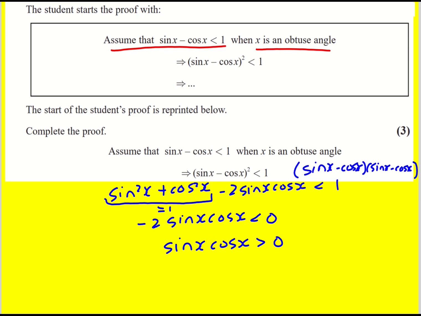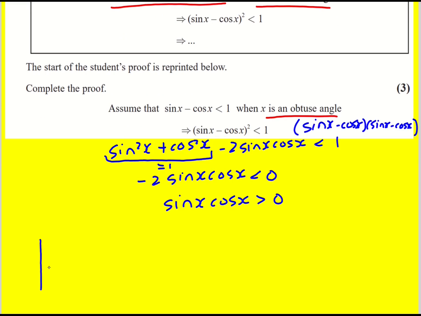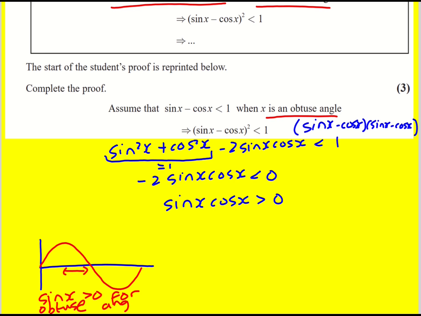And it comes down to remember that x is obtuse. So I'm going to draw a little sine graph. And what we see is that for obtuse angles here, sine x is positive. You can maybe just even state that fact if you're using CAST diagrams, then look, we can see it's positive in this quadrant between 90 and 180.